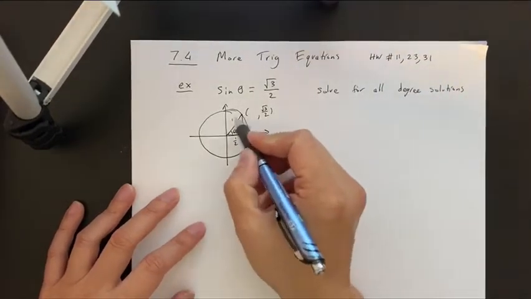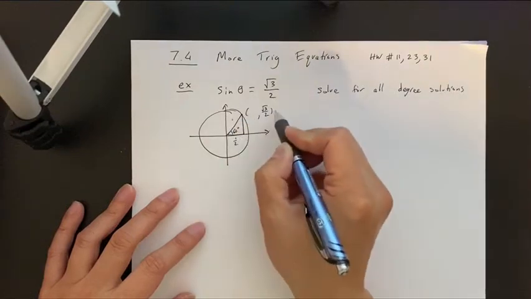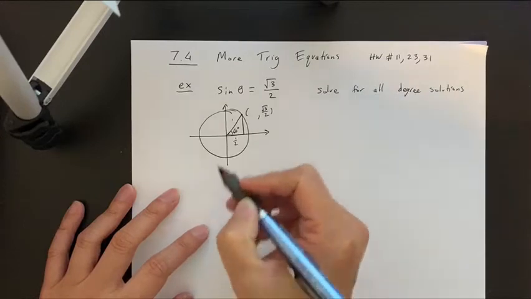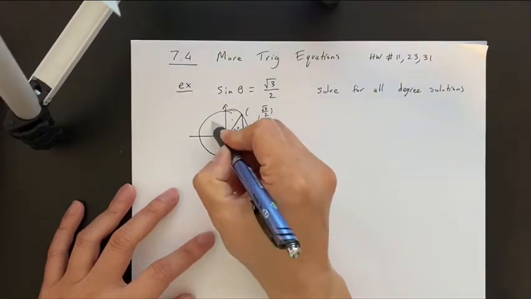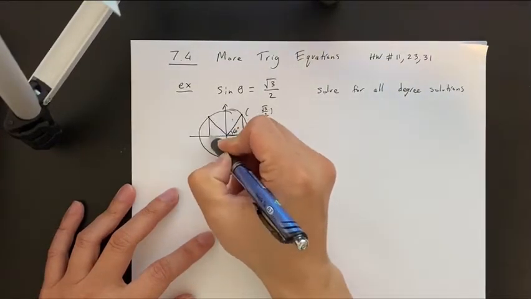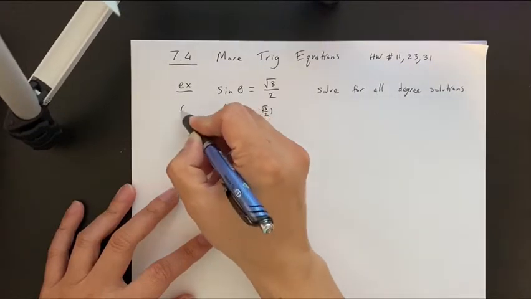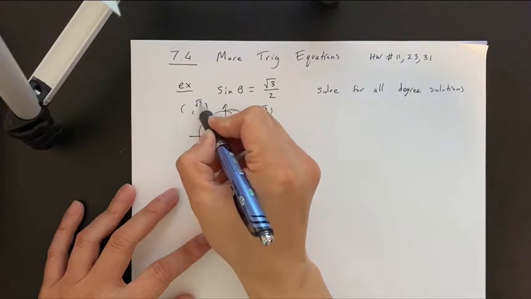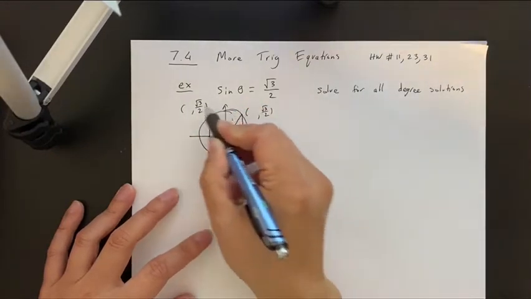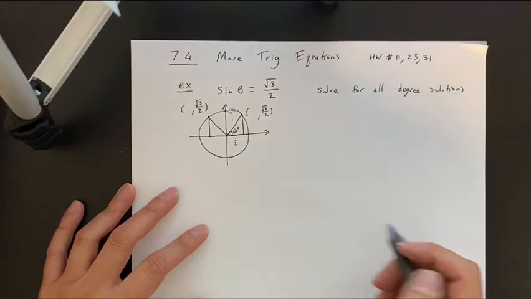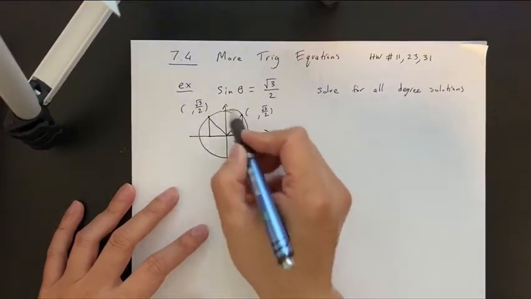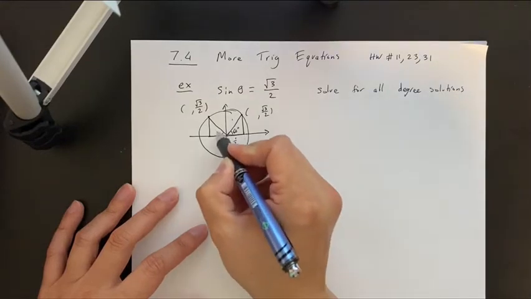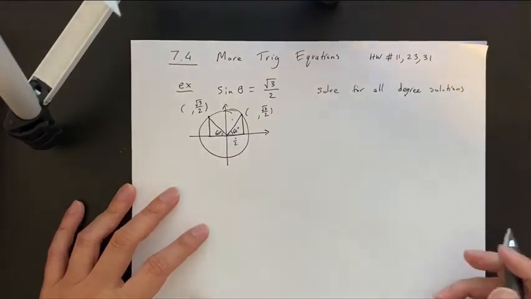So here this angle is 60 degrees. Now, is that the only position on the unit circle that would give us root 3 over 2 as the y value? No, there is another position, and that's in this second quadrant. For the second quadrant, the y value is also positive, and there is a position that would give us the y value being root 3 over 2 as well. And the unit circle being very symmetrical means that this reference angle is also 60 degrees.